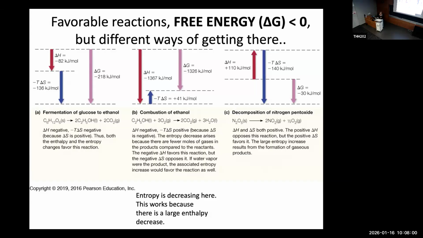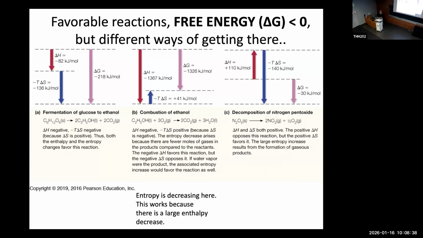So this is just showing you the point that you could have one part of the equation not contributing to favorability, and the other part does, and the delta G is still negative. All right, in this last case, the delta G is negative 30 here, decomposition of nitrogen pentoxide. In this case, the delta H is positive. So the enthalpy is increasing in value. What is the entropy doing there? Is it increasing or decreasing?